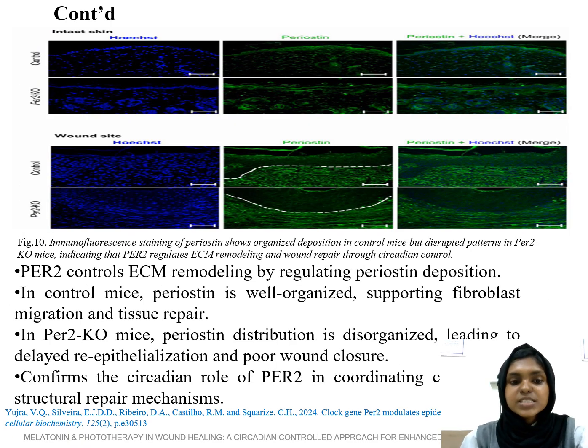Then the next picture shows that PER2 controls ECM remodeling by regulating periostin deposition. In control mice, periostin is well organized, supporting fibroblast migration and tissue repair. In PER2 KO mice, periostin distribution is disorganized, leading to delayed reepithelialization and poor wound closure. As we can see, it confirms the circadian role of PER2 in coordinating the ECM remodeling and structural repair mechanism.